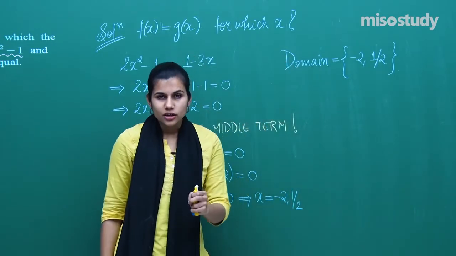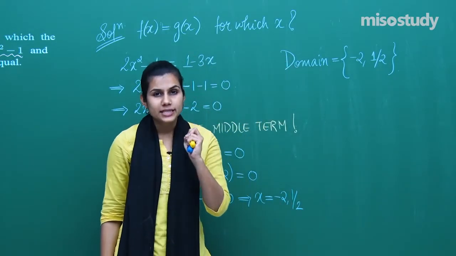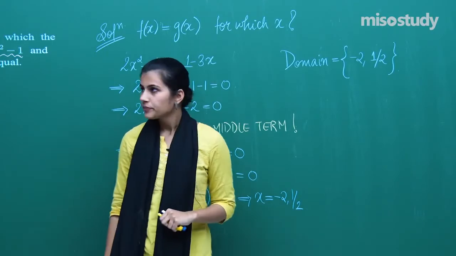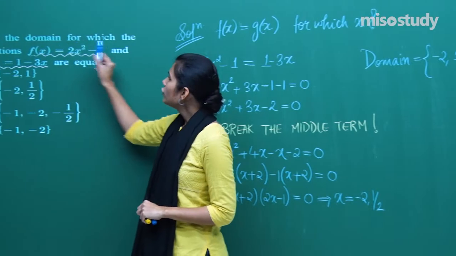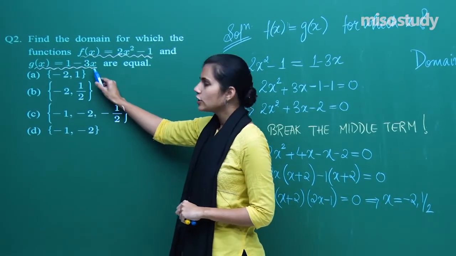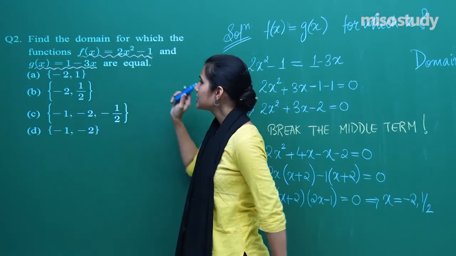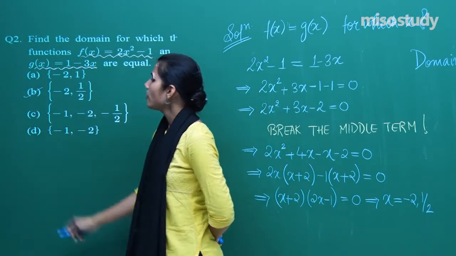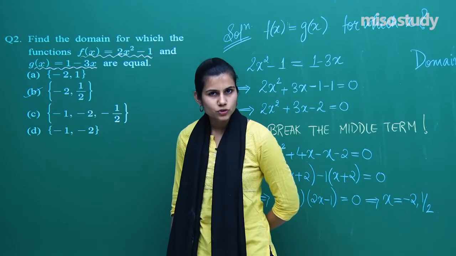Because the domain of f and g should be the same if you wish to talk about f being equal to g. And therefore, the domain for which the functions f(x) is equal to g(x) is the set R minus {-2, 1/2}, and that makes option B the correct option.